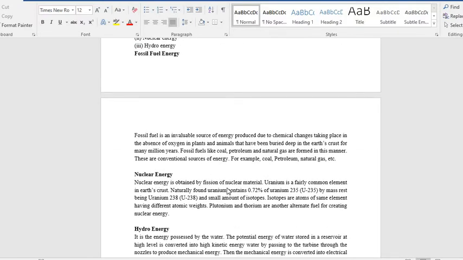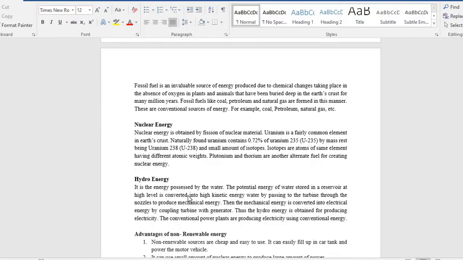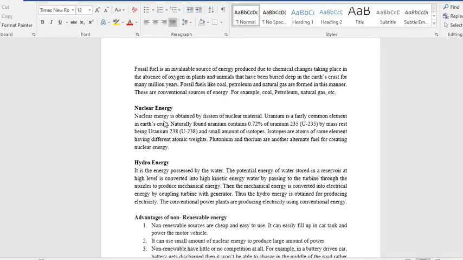Similarly, we have nuclear energy. Nuclear energy is obtained by fission of nuclear material. Uranium is a fairly common element in the earth's crust. Then we have hydro energy, which is the energy possessed by water. The potential energy of water stored in a reservoir at height is converted into high kinetic energy by passing through the turbine, to produce mechanical energy. All of these are non-renewable energy, because they get exhausted with time.